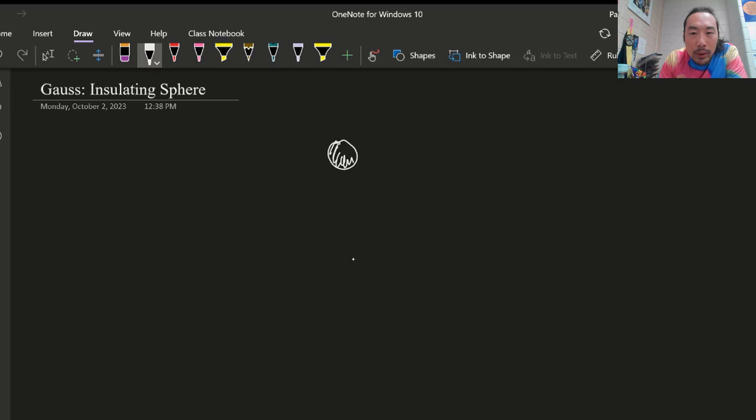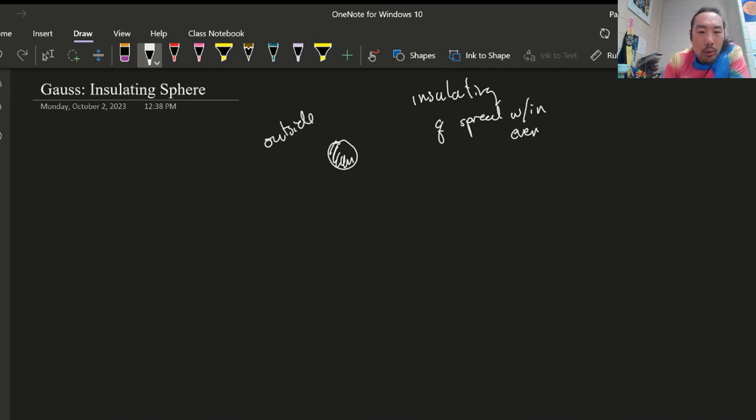The important thing about this insulating sphere is that the charge is spread within. It's spread within, and usually we just say it's even unless told otherwise. So we're about to use Gauss's law for outside the sphere. And so we have Gauss's law formula. We have the surface integral of the E field dot dA is equal to Q enclosed over epsilon naught.